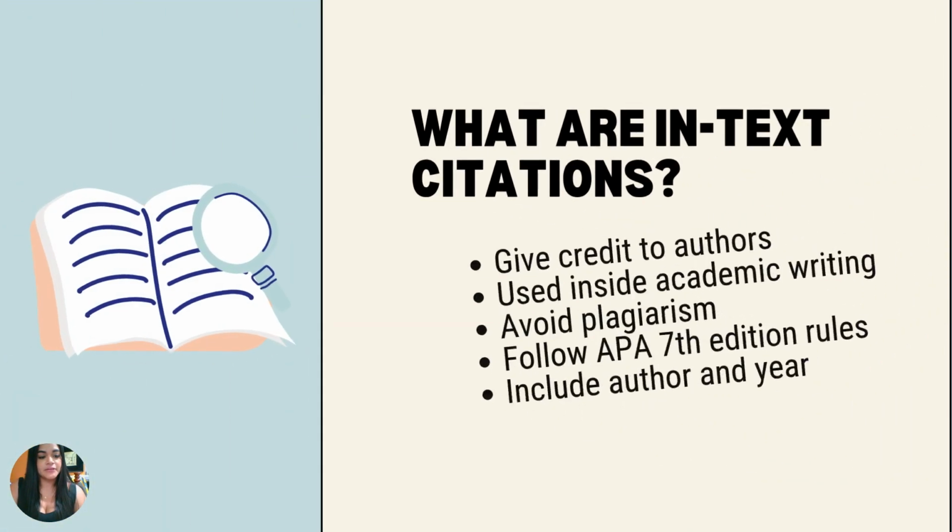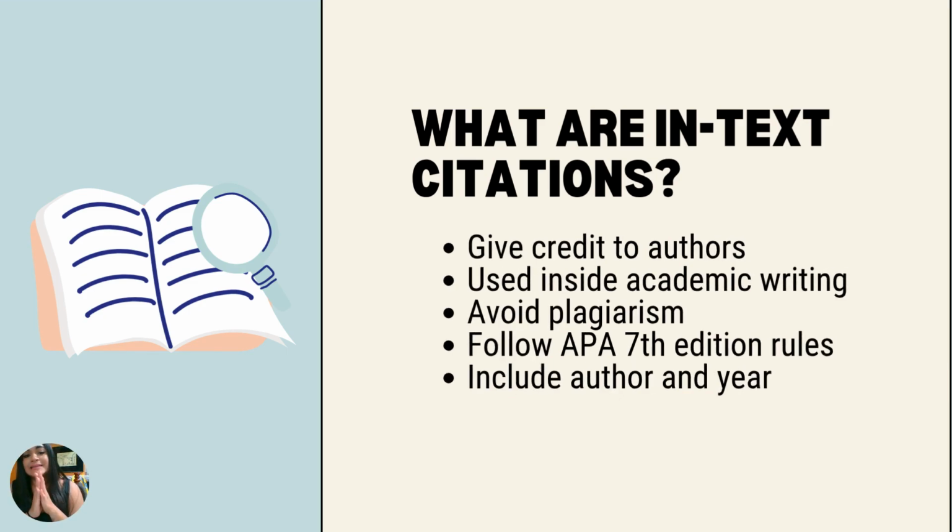So let's start. What are in-text citations? In-text citations are a way to acknowledge the source of information used inside an academic text. They are used when we paraphrase, when we summarize, or quote an author's ideas. According to APA 7th edition, every in-text citation must include the author's last name and the year of the publication. This allows readers to identify where the information comes from and find it in the reference list.